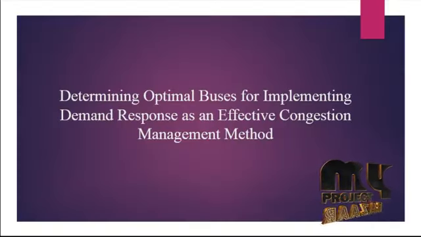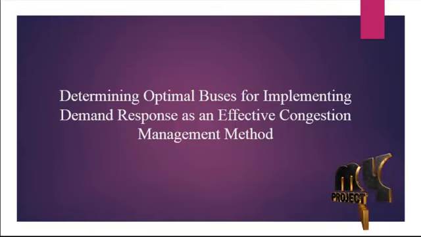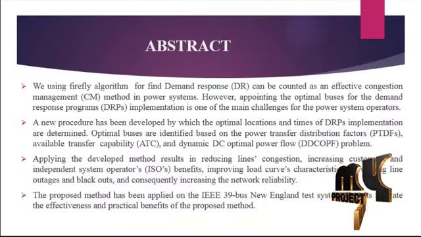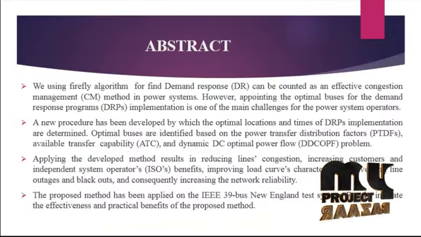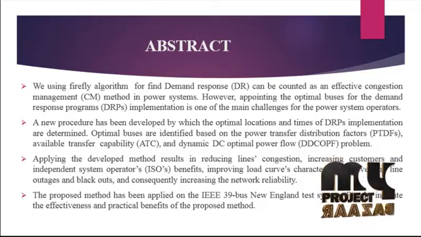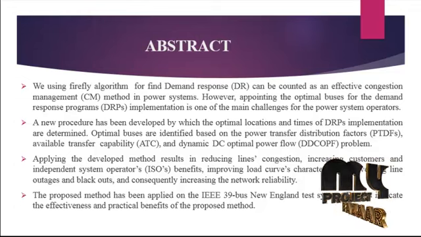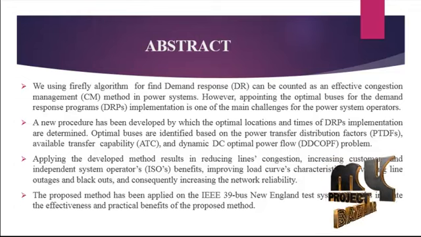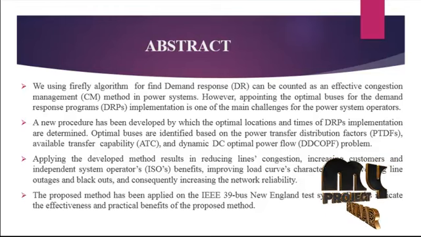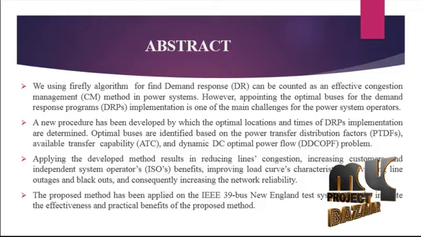Now we are going to discuss the project "Determining Optimal Buses for Implementing Demand Response as an Effective Congestion Management Method." Now we are going to discuss the abstract of our project. In congestion management, this process has two main categories for analysis: available transfer capacity and dynamic DC optimal power flow problems. So this is the main part of the congestion management process.